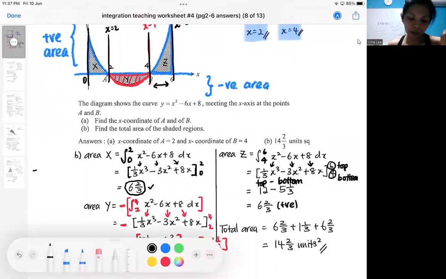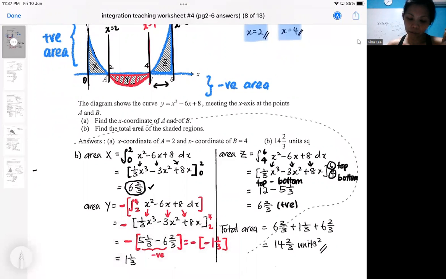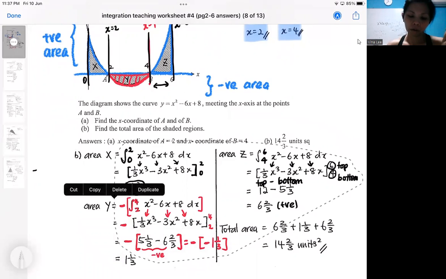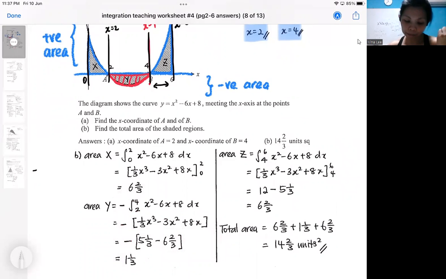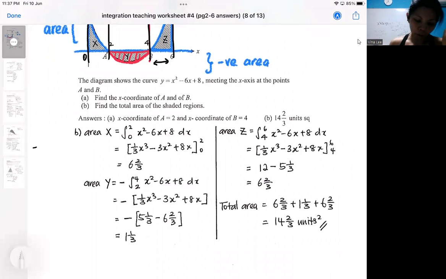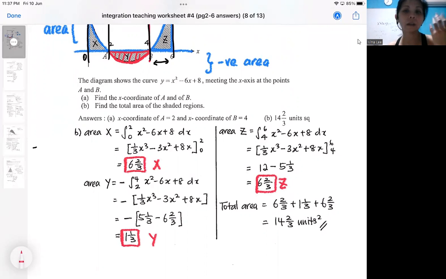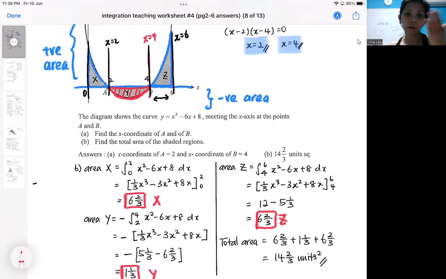Your job is to do them section by section so that you can isolate the negative area. Then you add up your three areas: area X, area Y, area Z. You should be adding positive areas; you cannot be adding negative areas. That's how we get the total area under the graph if there are some negative areas and some positive areas.